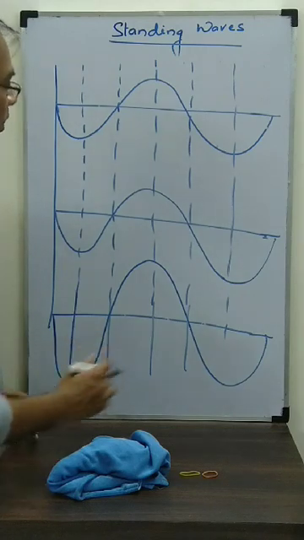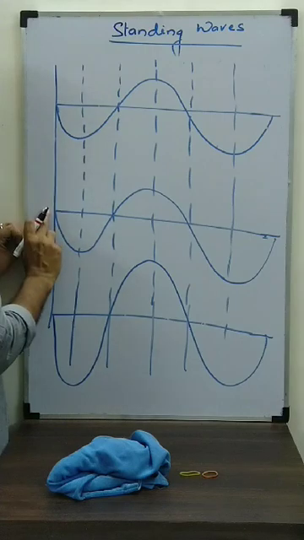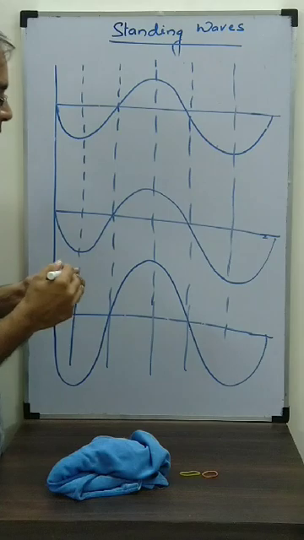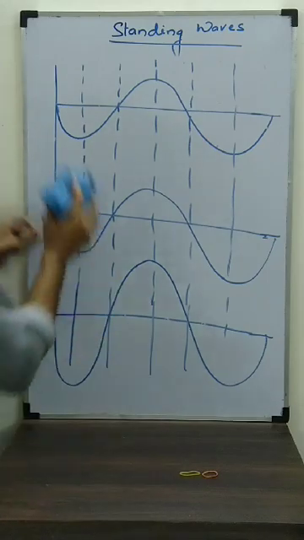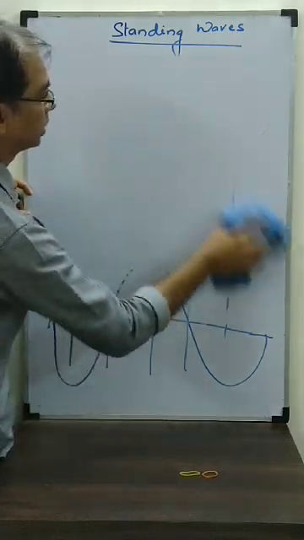Alright, then finally what will happen again? This point will come over here and this point will go up. In that case, what will happen? It will become straight again. So let me make the standing wave in all four positions so that you can understand what is happening.